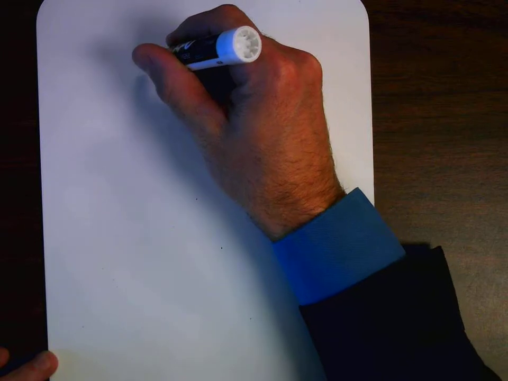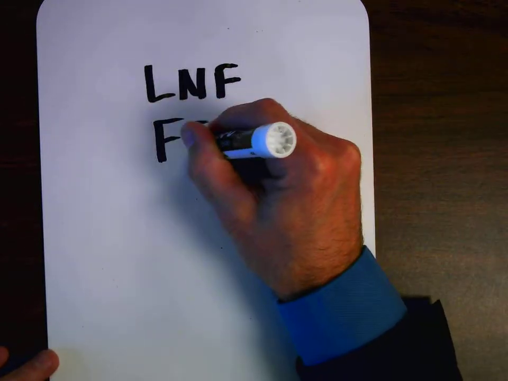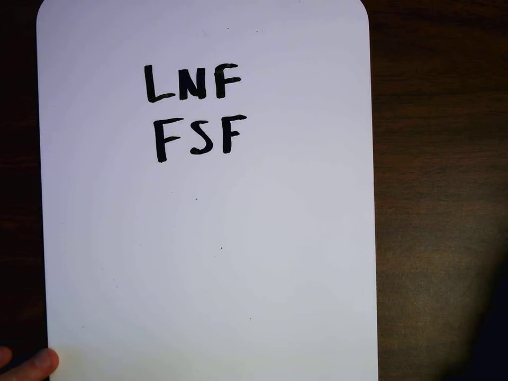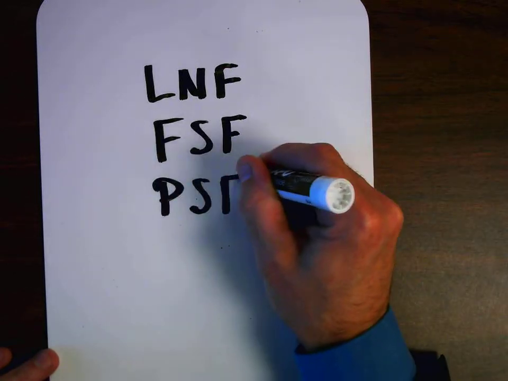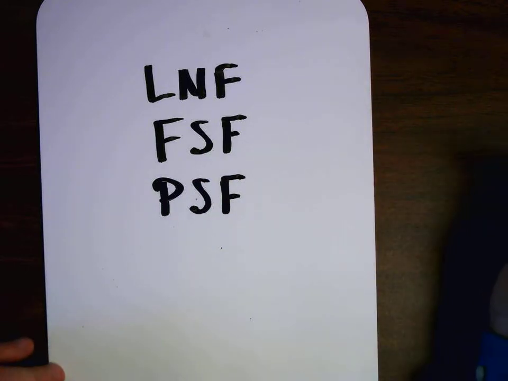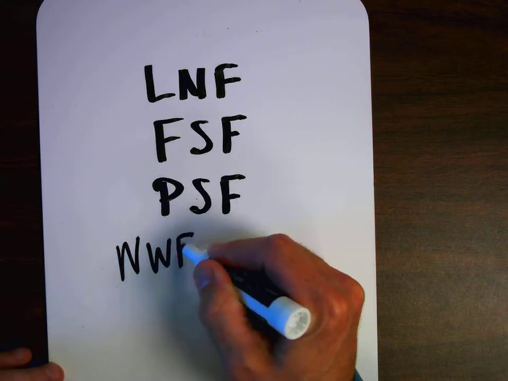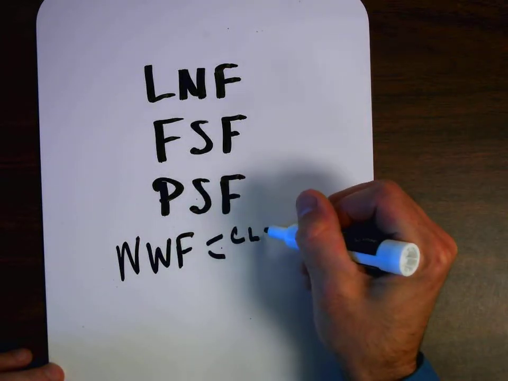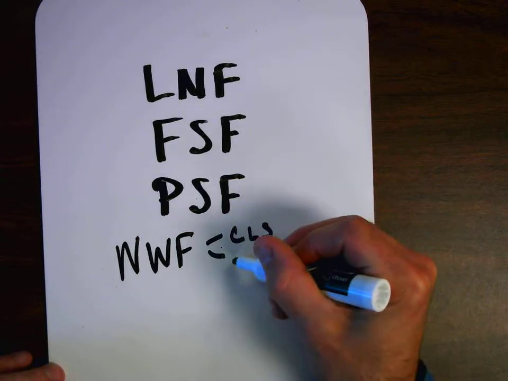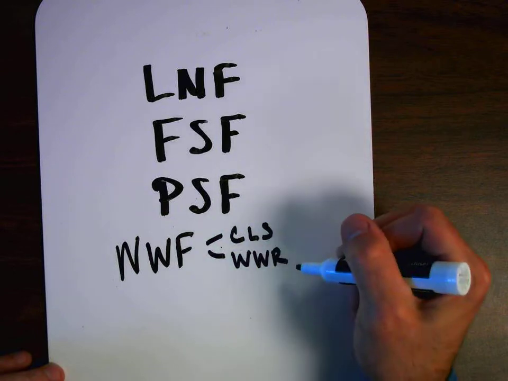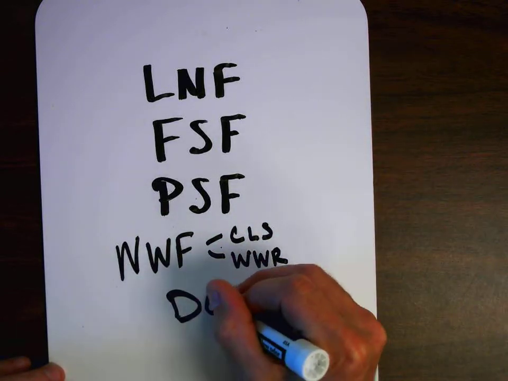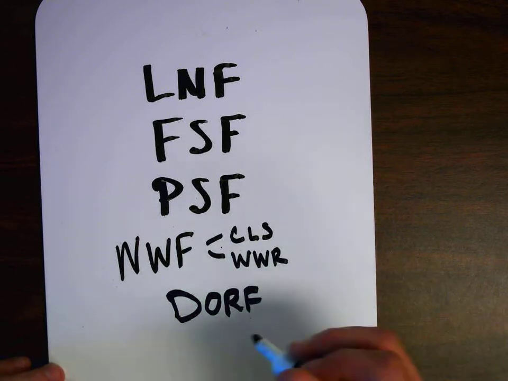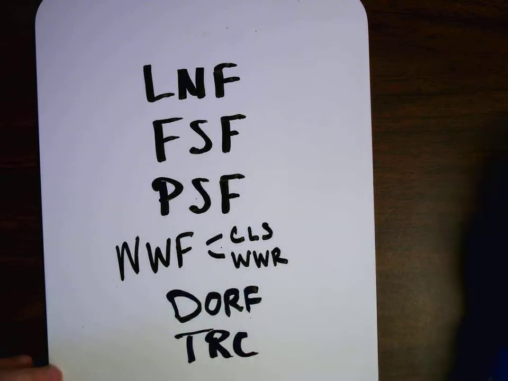And there is a linear or logical progression of these. There is LNF, which is letter naming fluency, FSF, which is first sound fluency, followed by PSF, which is phoneme segmentation fluency, NWF, nonsense word fluency, and it's broken actually into two scores, CLS, correct letter sounds, and WWR, whole words read. That is followed by DORF, which is oral reading fluency, and then finally TRC, which is text and reading comprehension.